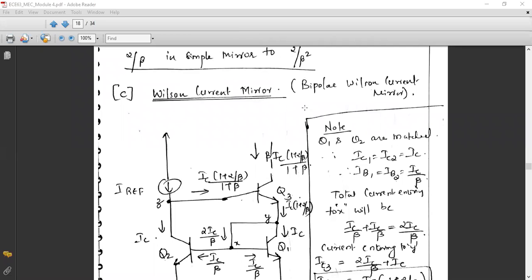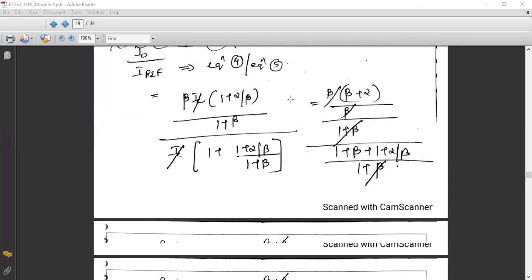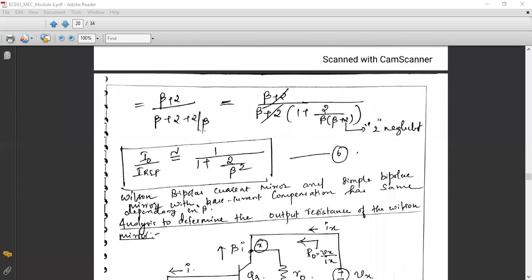In the last class, we learned what is Wilson current mirror, and based upon this configuration, we derived the expression for the current transfer. Please remember that whenever we are going for a current transfer ratio of a current mirror circuit, the ideal value should always be 1:1. Then only we can say that perfect mirroring is happening. Mirroring in the sense the reference current should be equal to the output current.